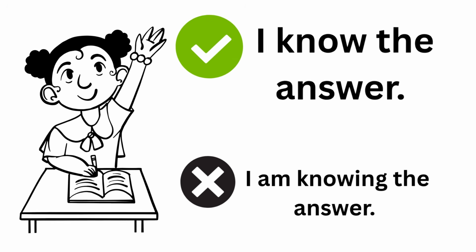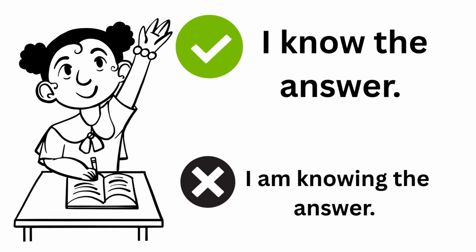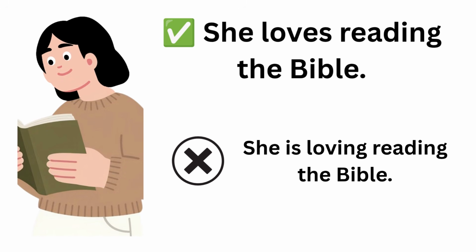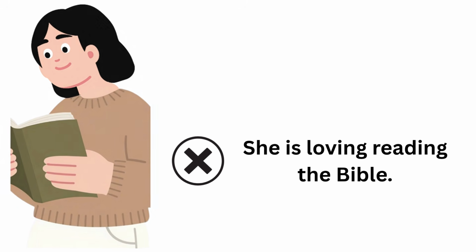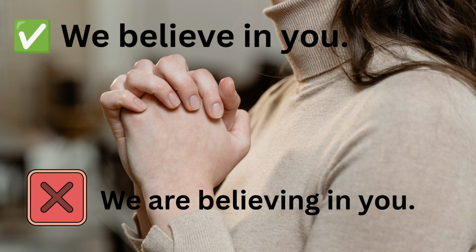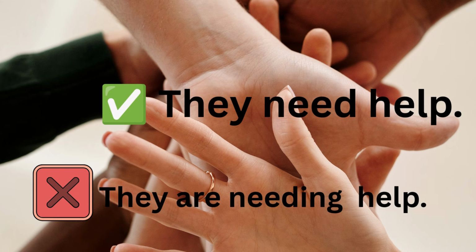Let's look at some more examples of state verbs. Instead of saying, I am knowing the answer, say, I know the answer. She is loving reading the Bible. Say, she loves reading the Bible. We are believing in you. Say, we believe in you. They are needing help. Say, they need help.